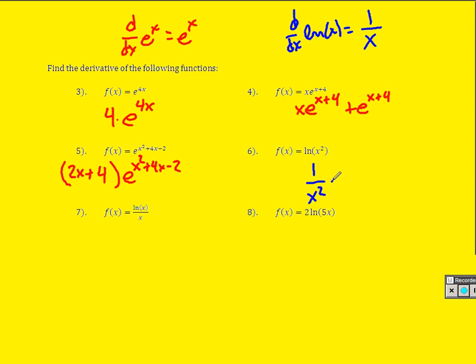And then I have to multiply by the derivative of the inside, so times 2x. Simplifying that, that's 2x over x squared, which simplifies into just 2 over x, with the x and x squared helping to cancel each other out.